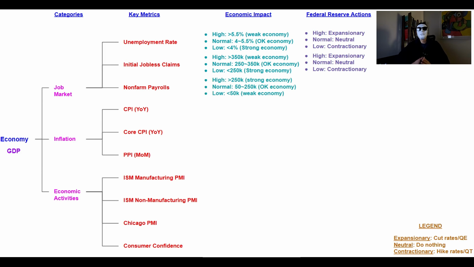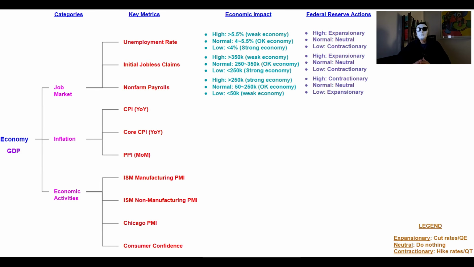Anything above 250,000 would be considered high, representing a strong job market, and anything below 50,000 would be considered low, indicating a weak job market. Now, in this case, the Federal Reserve's actions would be the other way around. If the number is high, the Fed would think that the economy is strong and would take contractionary measures. And if the number is low, the Fed would take expansionary actions.